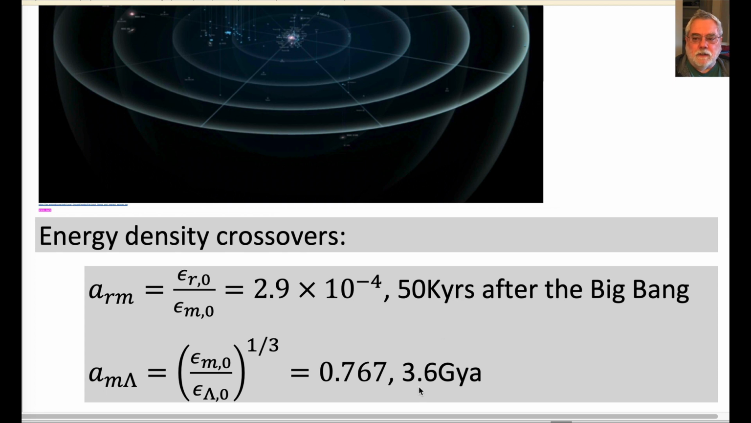3.6 billion years ago, the scale factor became large enough that matter's energy density fell below dark energy, and dark energy has dominated the expansion of the universe since then. Expansion is becoming exponential with time, and scale factor will increase by a factor of 10 every 40 billion years. This is an important change for the universe's future.